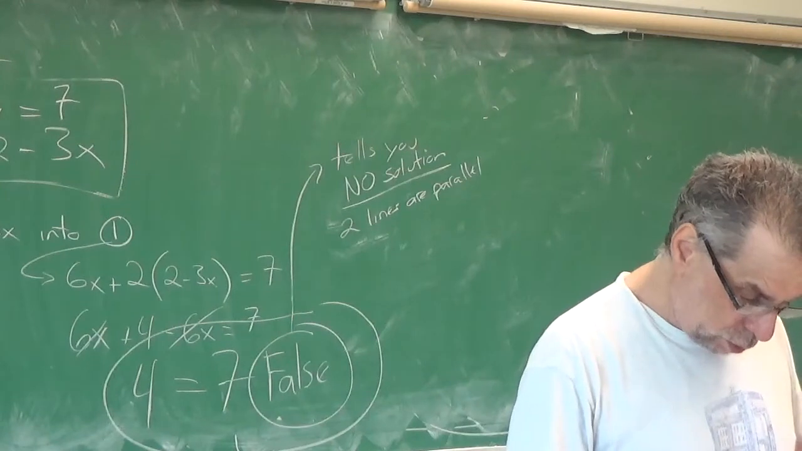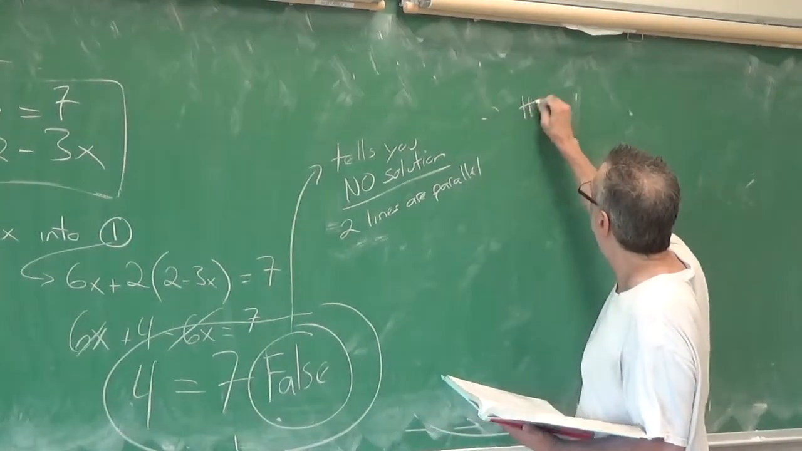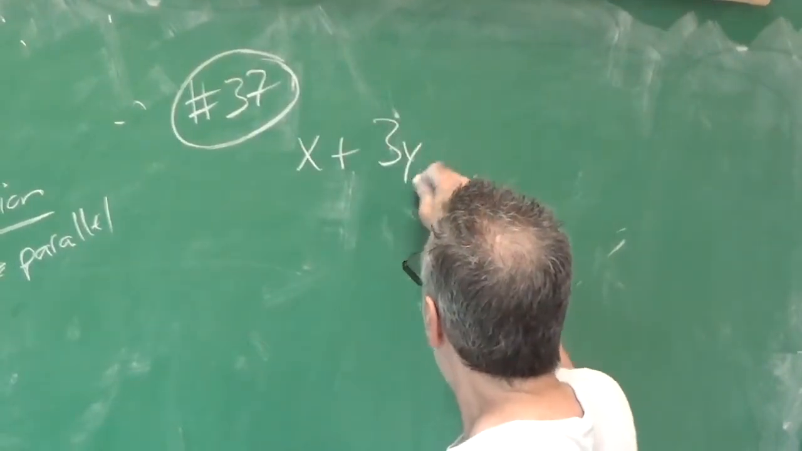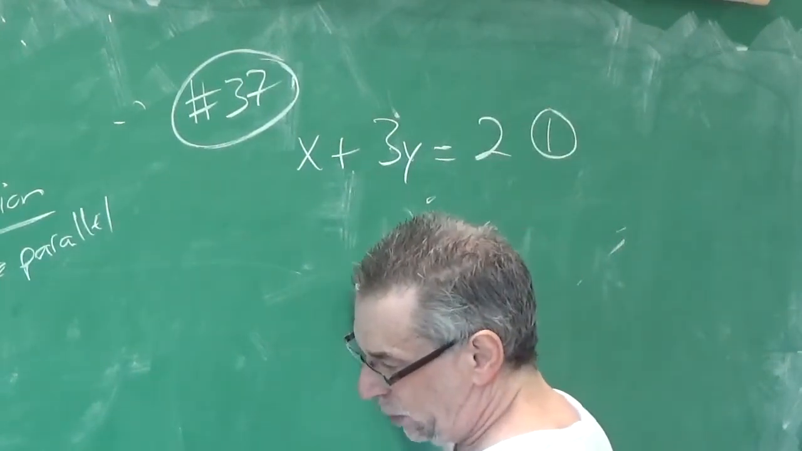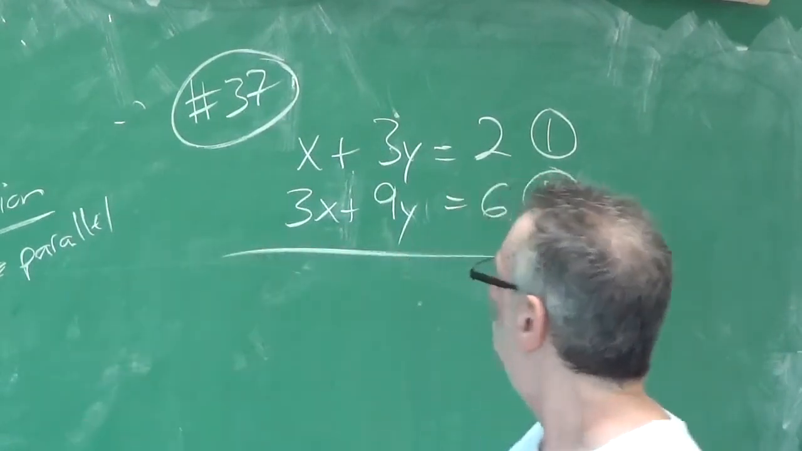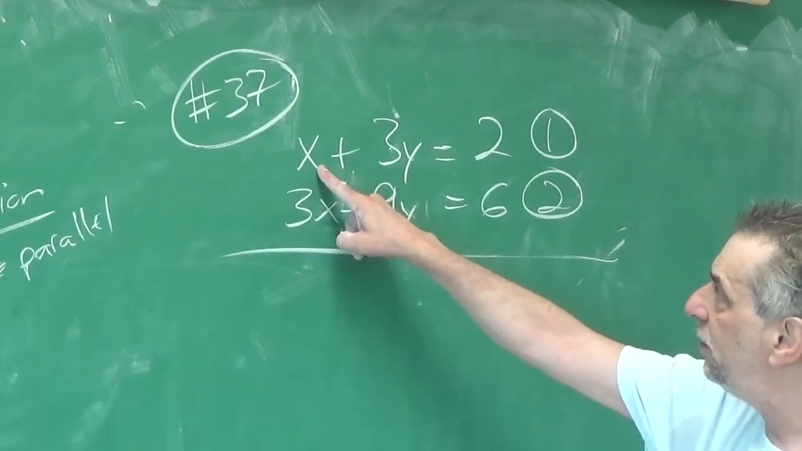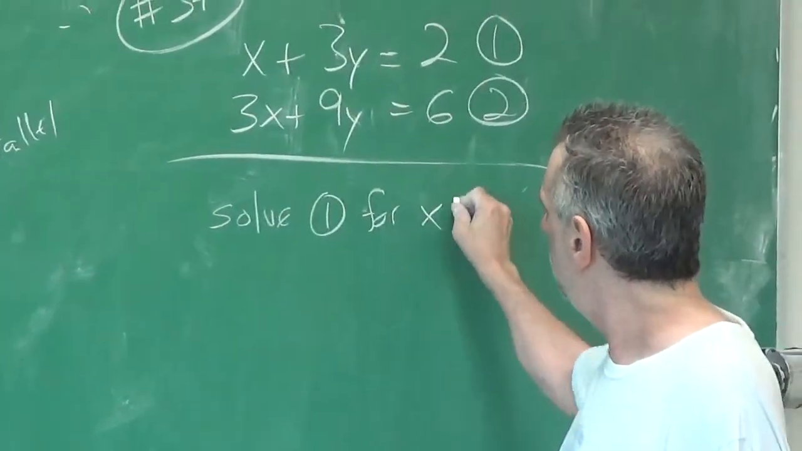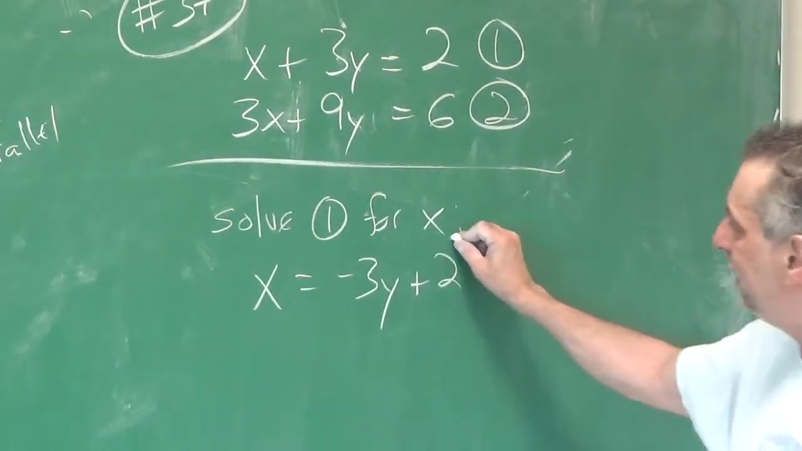Let's just quickly look at one of those. Something like number 37. Okay, so same question. We got x plus 3y equals 2, equation 1, and equation 2, 3x plus 9y equals 6. All right, so this one, again, use either method. Since we got the x by itself, let's solve equation 1 for x, to get x equals negative 3y plus 2, and then plug that into the other equation.